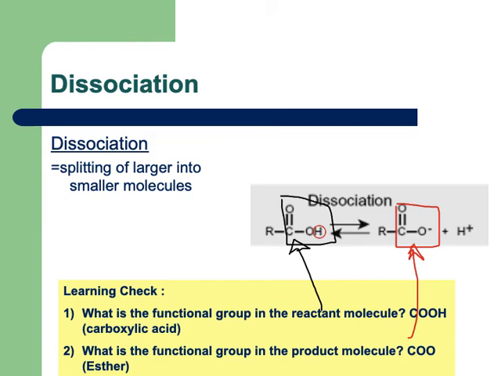Now let's look at question 2. What is the functional group in the product molecule, which is a carbon double bound to an oxygen, single bound to an oxygen? This is known as an ester. So that's an ester. Whenever you see a carbon double bound to an oxygen, single bound to an oxygen, this is known as an ester. So you need to be familiar with those functional groups, and you may need to refresh your memory on functional groups from high school chemistry.